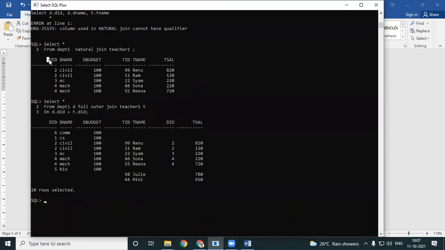In natural join, you will have the common field first and then the remaining fields. In full outer join, even though you have a common field, it is not written first; the entries come in exactly as in the table. In natural join, you need not write the on keyword; Oracle automatically takes it. In full outer join, because it is an outer join, you will have to write the on keyword.